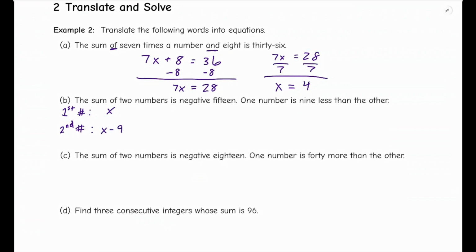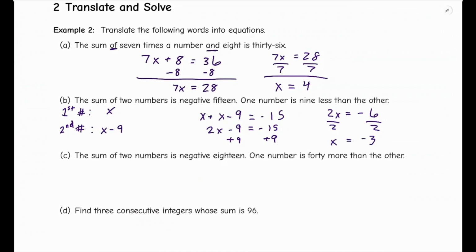Now I'm saying the sum of these two numbers is negative 15. So we get x plus x minus 9 is negative 15. And now we're going to solve this equation, combine like terms. Add 9 to both sides. We get 2x equals negative 6. Divide by 2, divide by 2. And we get x equals negative 3. But notice, x was only our first number. Our second number then would be negative 3 minus 9, which is negative 12. So those are our two numbers.